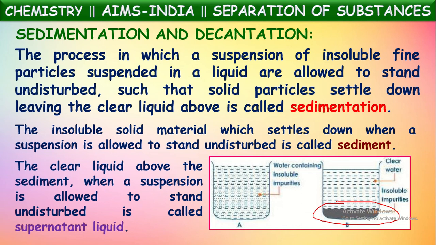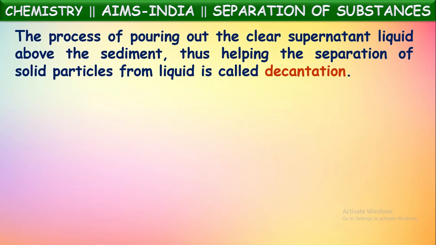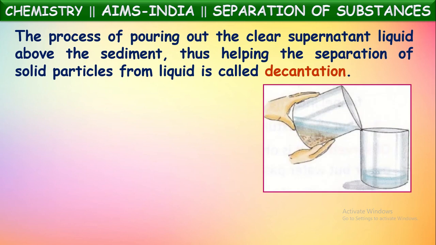Okay. Now, after this sedimentation, it will be followed by decantation. The process of pouring out the clear supernatant liquid above the sediment, thus helping the separation of solid particles from the liquid, is called decantation. So the pure liquid obtained in the sedimentation process will be slowly separated into another container so that the solid particles remain in the previous container. This technique is called decantation.